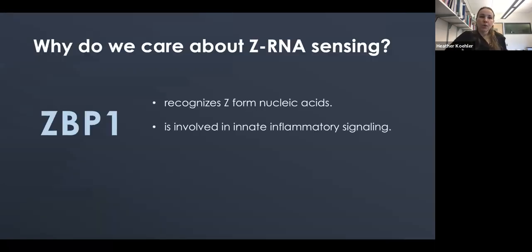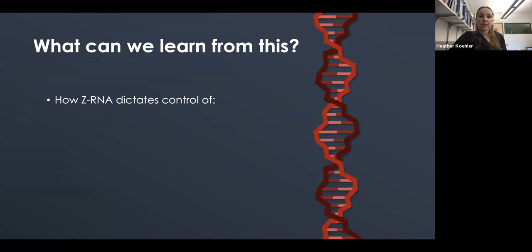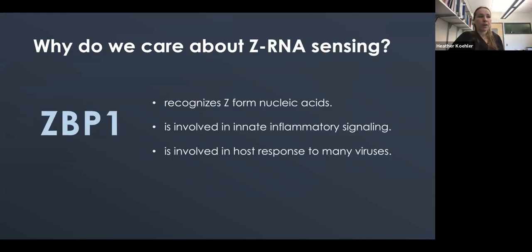So we should care about Z-RNA because we've proven now that it is not just an arbitrary event that is part of a biochemical mistake in a test tube. We see biological significance in animals during virus infection and in cell culture, where this is a real event that happens and it has biological outcomes in health and disease.